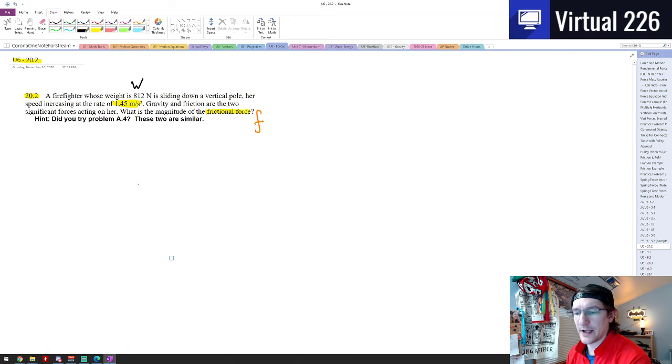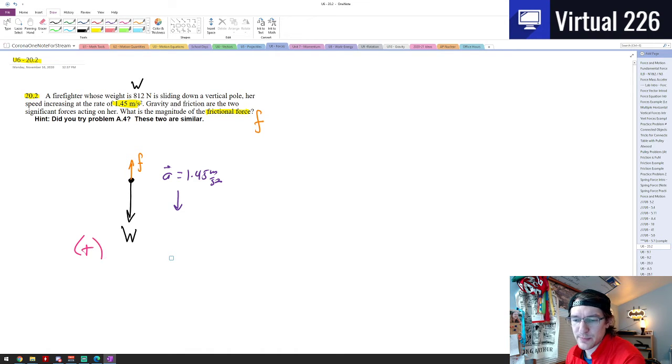So let's just draw a free body diagram. When we draw the diagram, we know that the firefighter's weight is pulling her down, and we know that friction is going to slow her somewhat. But friction's got to be smaller than the weight because she is falling down. We also know that she's accelerating at 1.45 meters per second squared downward. So when we pick positive and negative directions, let's actually pick down to be positive this time. Let's pick up to be negative.